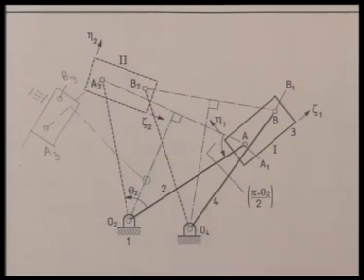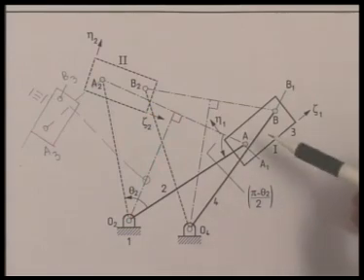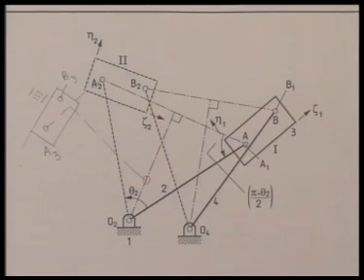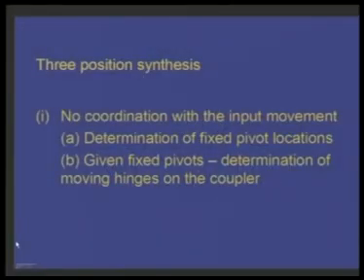But as I said earlier, more often than not, it is the location of O2 and O4 which are chosen according to convenience, and we have to determine the desired location of the moving hinges A and B on the coupler. We shall solve this problem in the next step. So let me now explain how to determine the moving hinges on the coupler such that a 3-position synthesis problem can be solved with given fixed pivot locations.